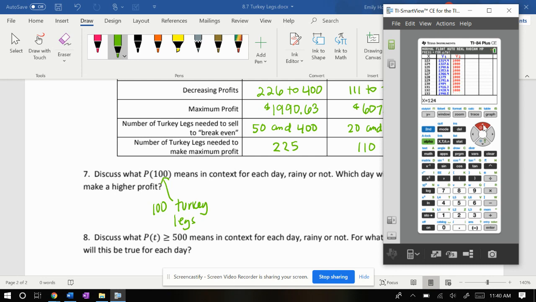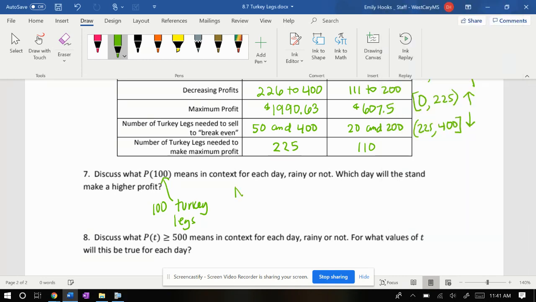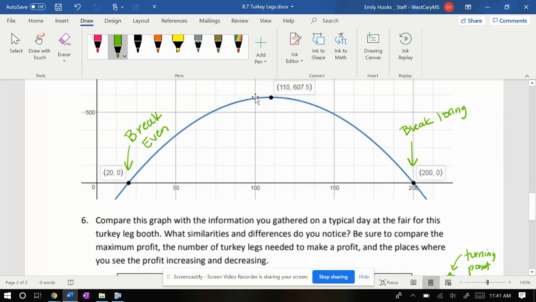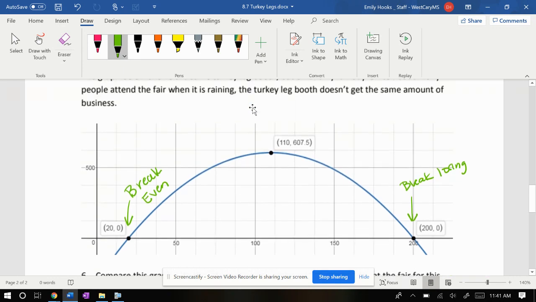And if you wanted to jump to 100, you can always do the second table set and just enter 100, and it jumps right to it. We were right there, but I just wanted to show you. So $975. This is the non-rainy day. But if I want to do 100 for the rainy day, I don't know what this number is here. So I could kind of guess.